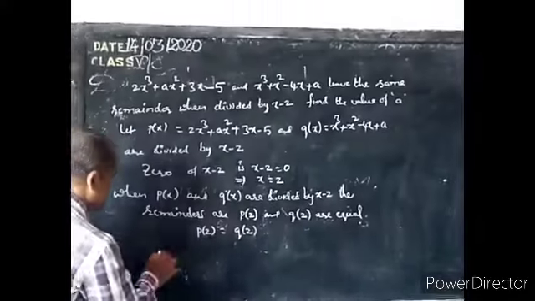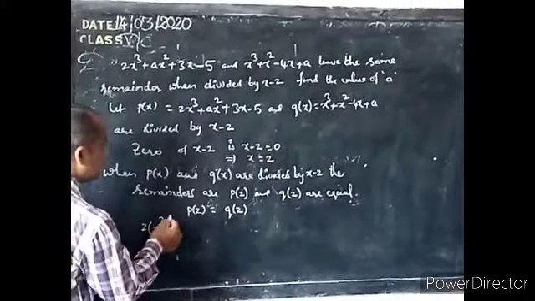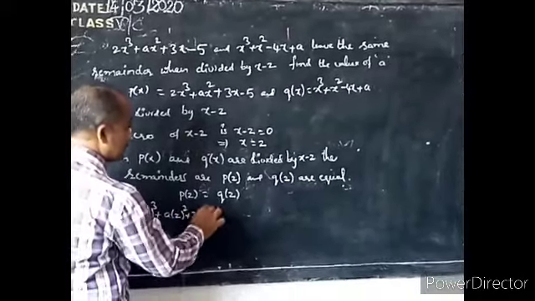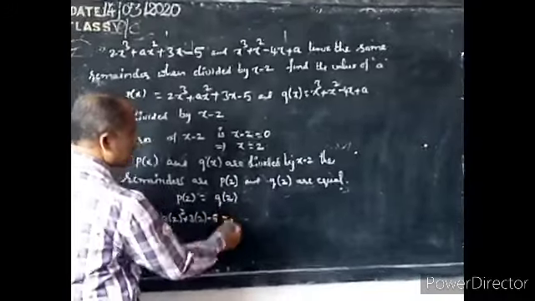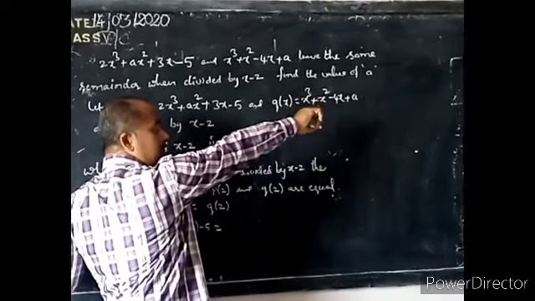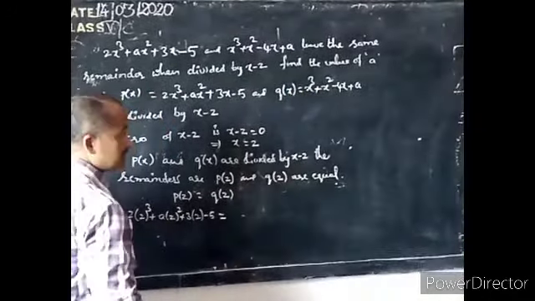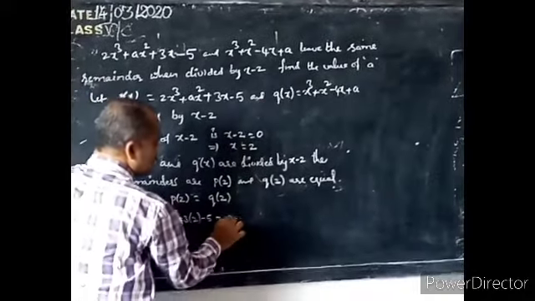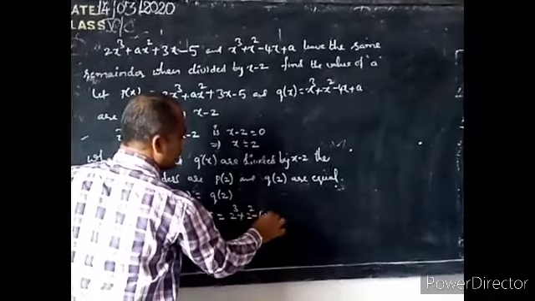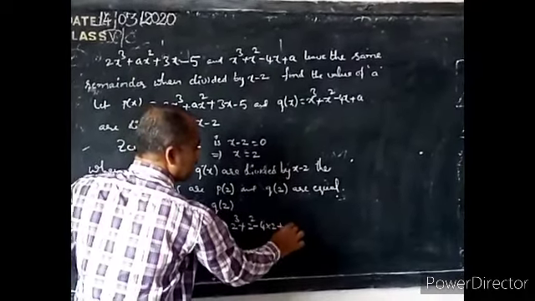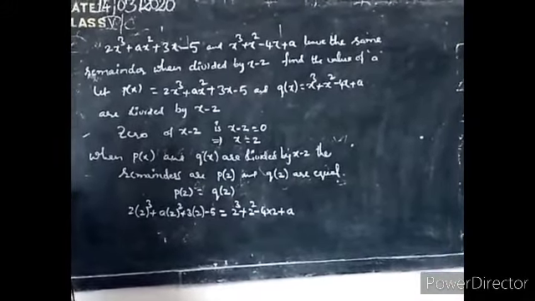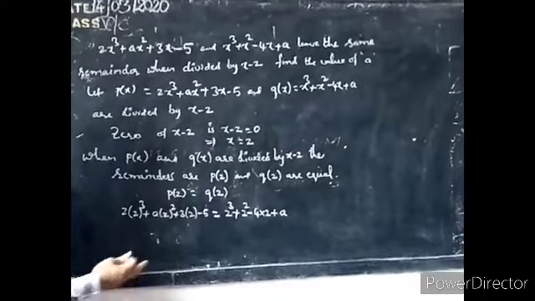Now p of 2 becomes 2 into 2 cube plus a into 2 square plus 3 into 2 minus 5. That is equal to q of 2. Q of 2 means in the q polynomial we substitute 2 in place of x. So q of 2 equals 2 cube plus 2 square minus 4 into 2 plus a. Only a, not 2a. If it were ax, then 2a. But only a is given. Plus a.